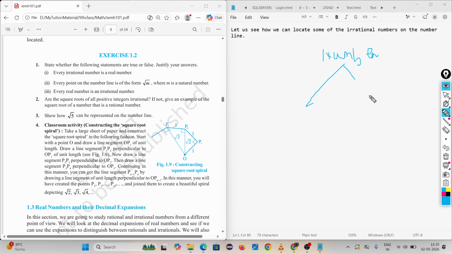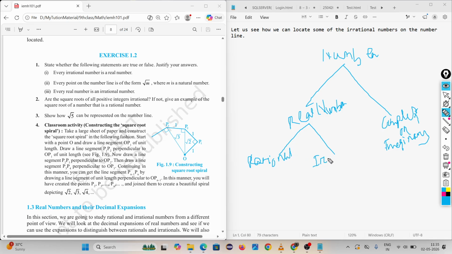Remember this hierarchy. Number is divided into two categories: one is real number, one is complex or imaginary number. Then this real number is divided into two categories: rational and irrational. And this rational number is further divided into natural number, whole number, integer. Write down this hierarchy.